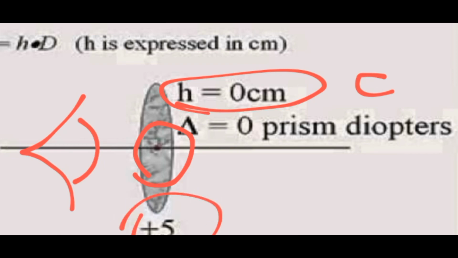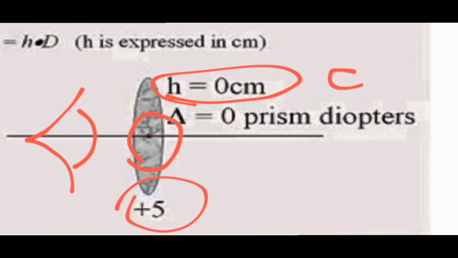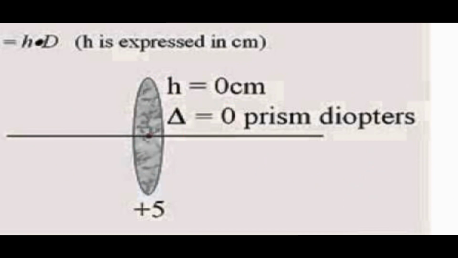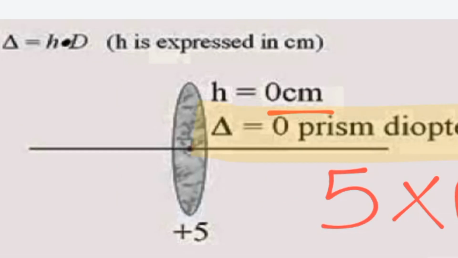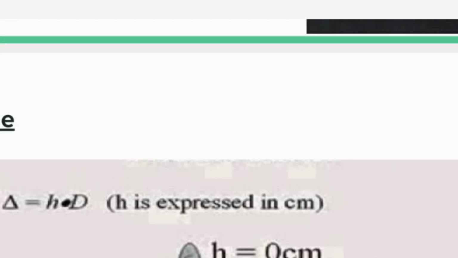How can we calculate the prism? We are going to multiply C with F, where F is the power of the lens. So here, the power is 5, and we multiply it with the decentration in centimeters: 5 multiplied by 0 gives us 0 prism diopters. In this way you can measure or evaluate the amount of prism in the patient's glasses which you have introduced, with the help of Prentice's rule.